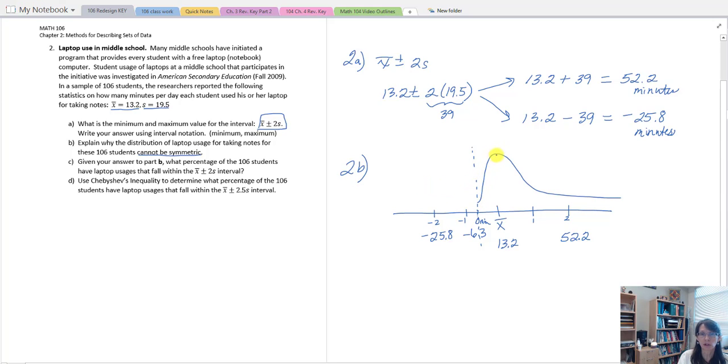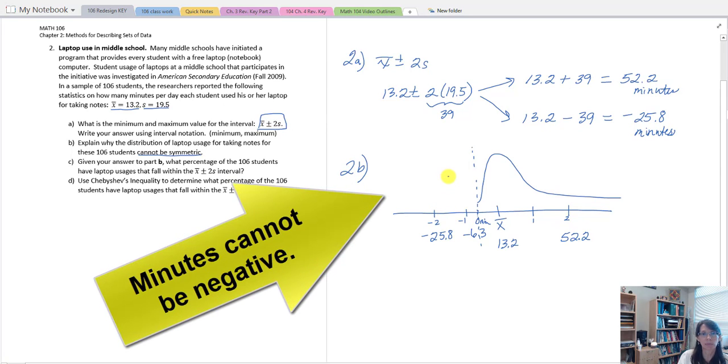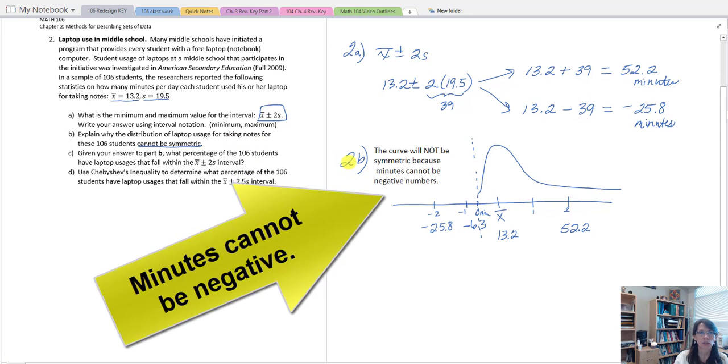So most of our measurements need to fall at the mean by definition. And therefore you can see this is not going to be a symmetric curve. It's going to have a tail to the right, so this will be skewed to the right. And again, the reason why we can't have our curve going any further to the left is because these negative x values represent negative minutes. So for part B, we need to justify not symmetric because minutes cannot be negative. So for Question 2b, the curve will not be symmetric because minutes cannot be negative numbers.